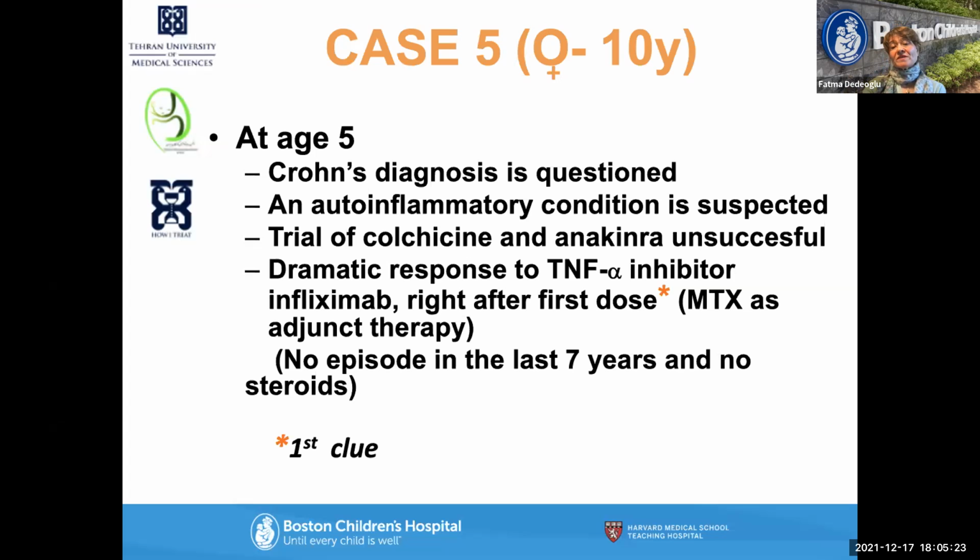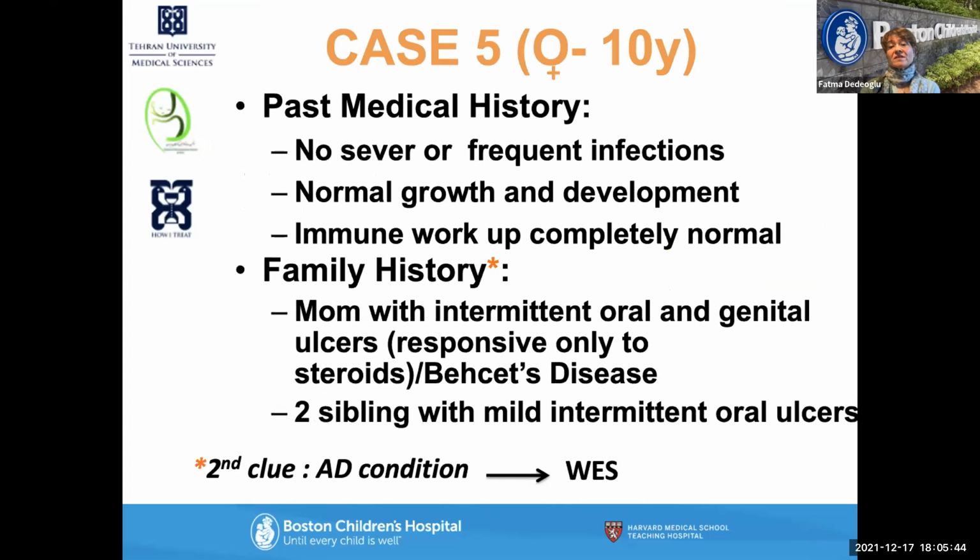So to me, we don't see this with arthritis patients. Yes, there's a good response, but there's always some this or that. So this to me was a clue for this patient having probably a monogenic form of process. We went through her past medical history, really nothing much there, no infections, normal growth, and her immune workup was normal. Family history was interesting.